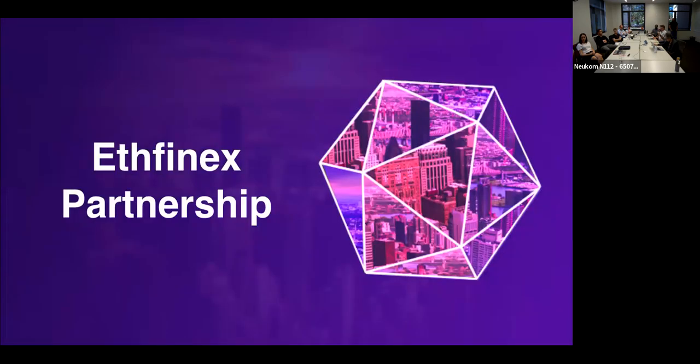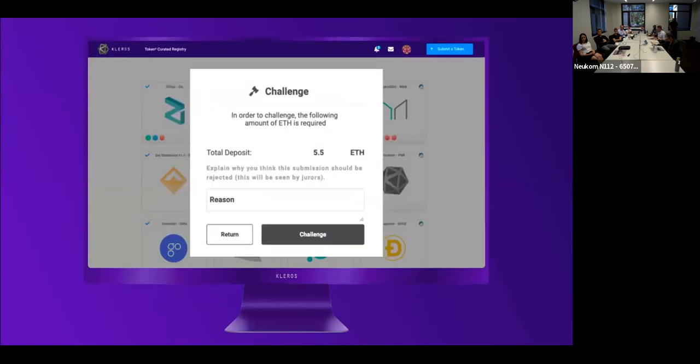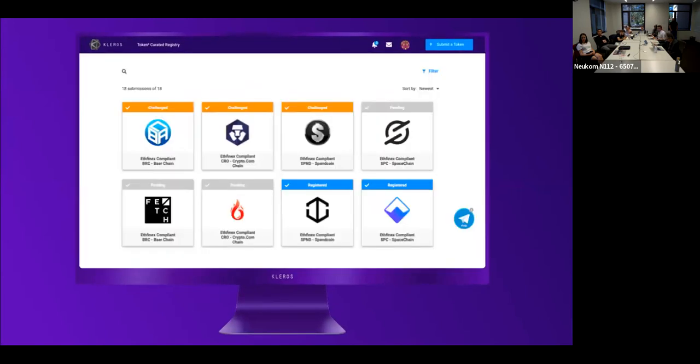We launched this in partnership with Finex, which is a very important cryptocurrency exchange. And so these are some interfaces. They're nicer now, but this is how you can submit and challenge, and you put the money. And this is the list where you can see which tokens were submitted and which were challenged.